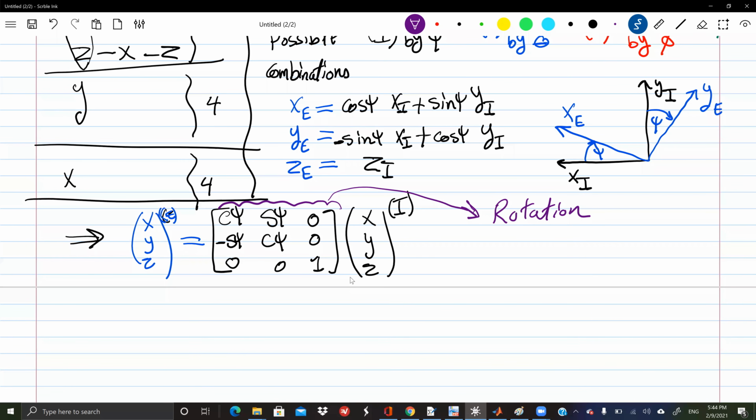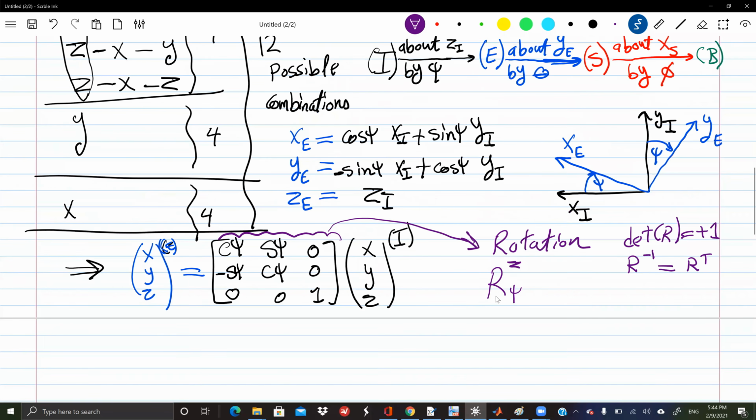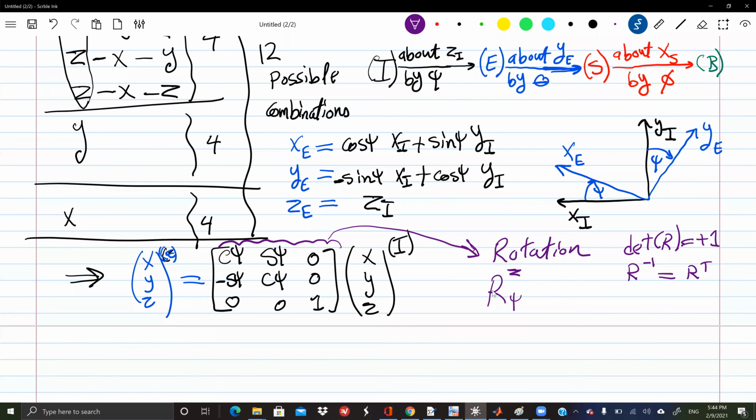And any rotation matrix is an orthogonal matrix. So the determinant is +1, and the inverse is simply the transpose. So I'm going to denote it by R psi about Z. So what is this? Let's see how I read it, because this is very important. It's a rotation matrix by an angle psi about the Z-axis.